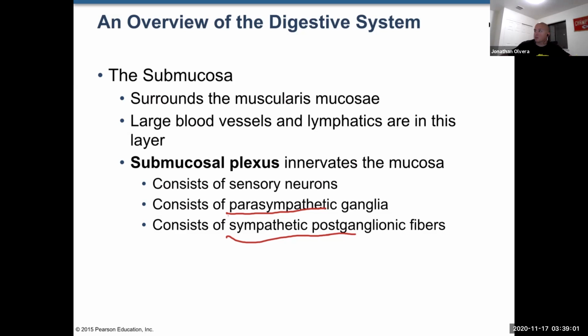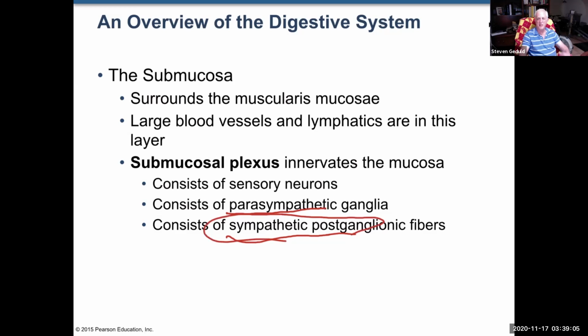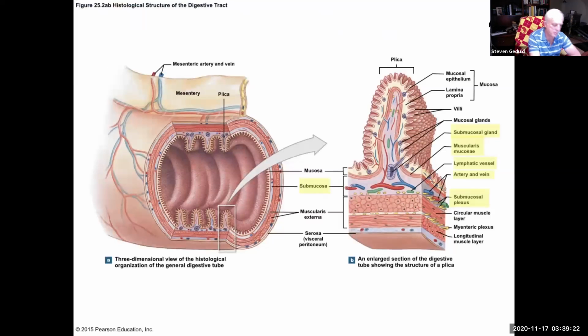Sympathetic? No, sympathetic is your fight or flight. That's your energy one. Everything comes out. Your digestive system shuts down. All the energy goes to your muscles to get ready to fight. So your parasympathetic is when digestion is active. That's when it gets stimulated, when you're relaxed, you're not worried about anything, and food can digest. Okay, so that was your mucosa, the inside, and then that was the submucosa. That's where the larger arteries, veins, and lymphatic tissues are all located.